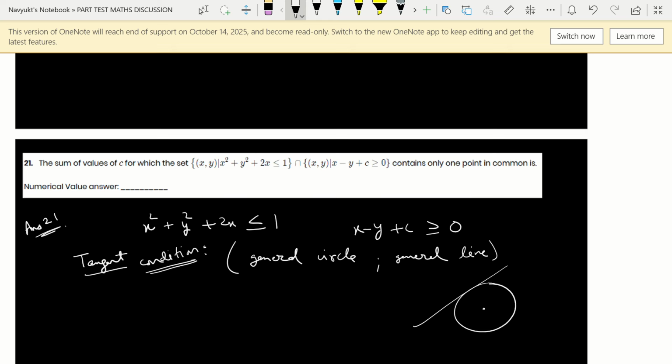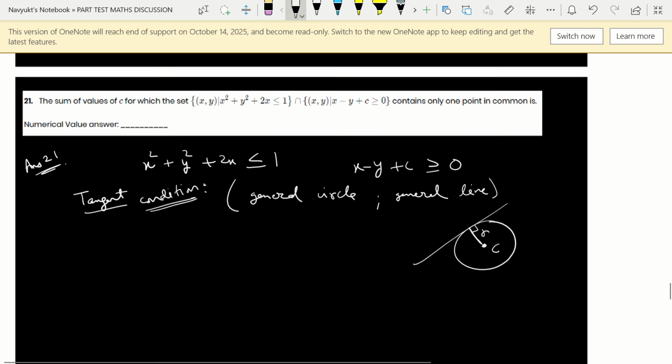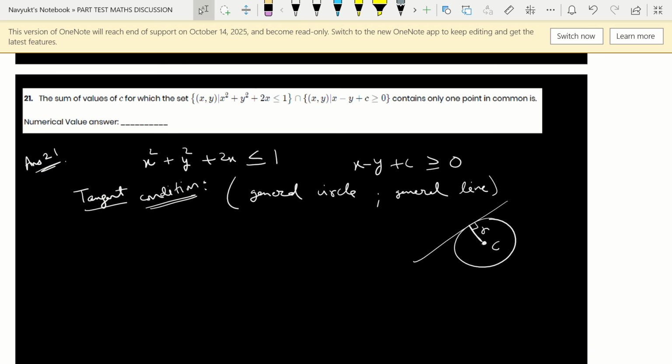If a line is tangent, its perpendicular distance from the center should be equal to r. So we will simply find the perpendicular distance from the center. What is the center of the circle? Let's see. What is the g value?